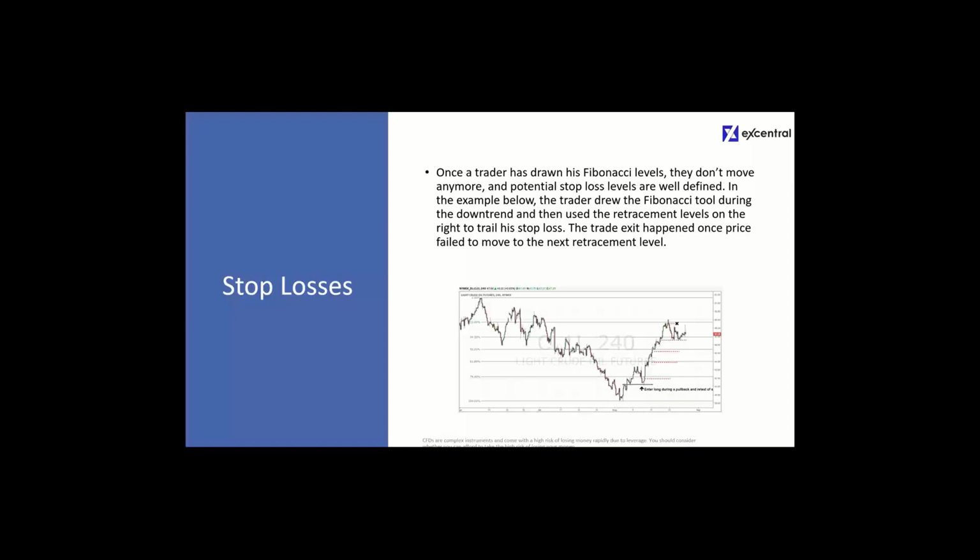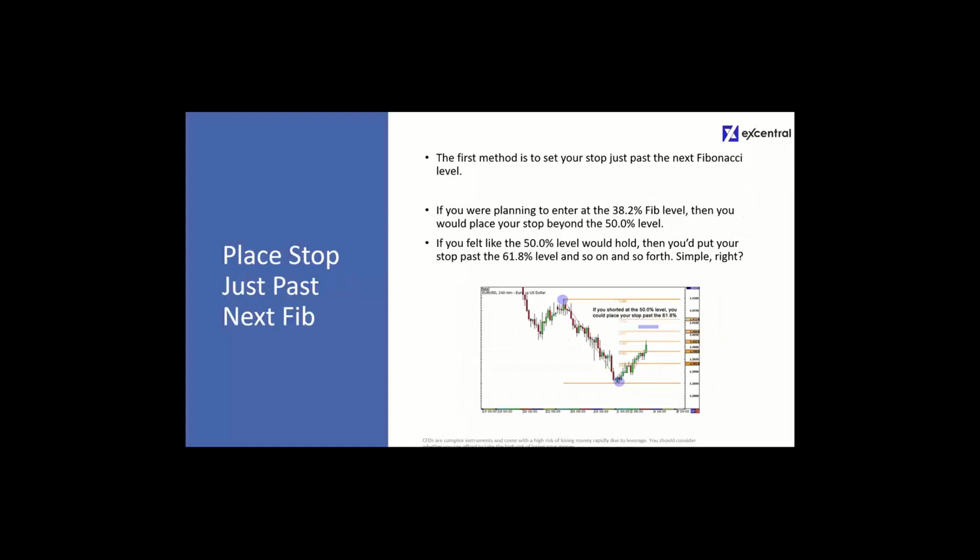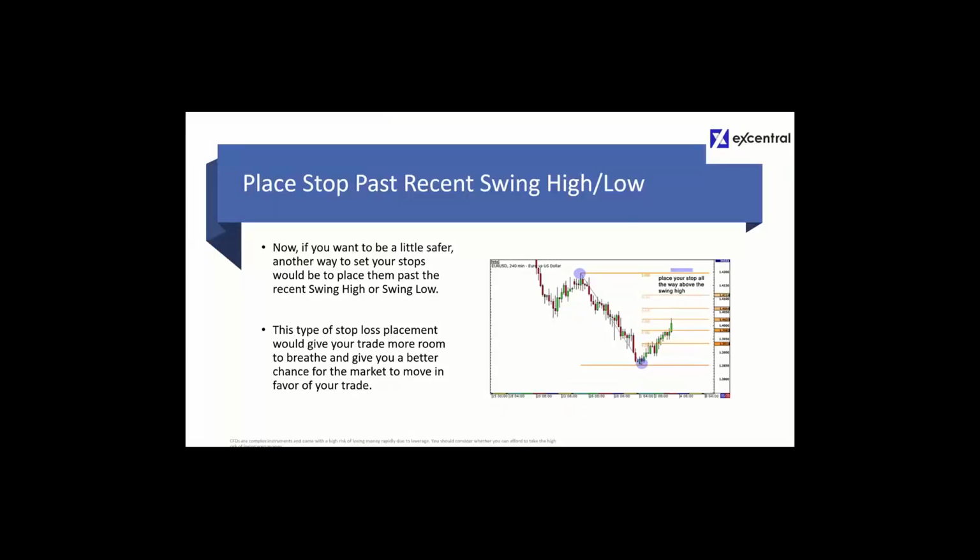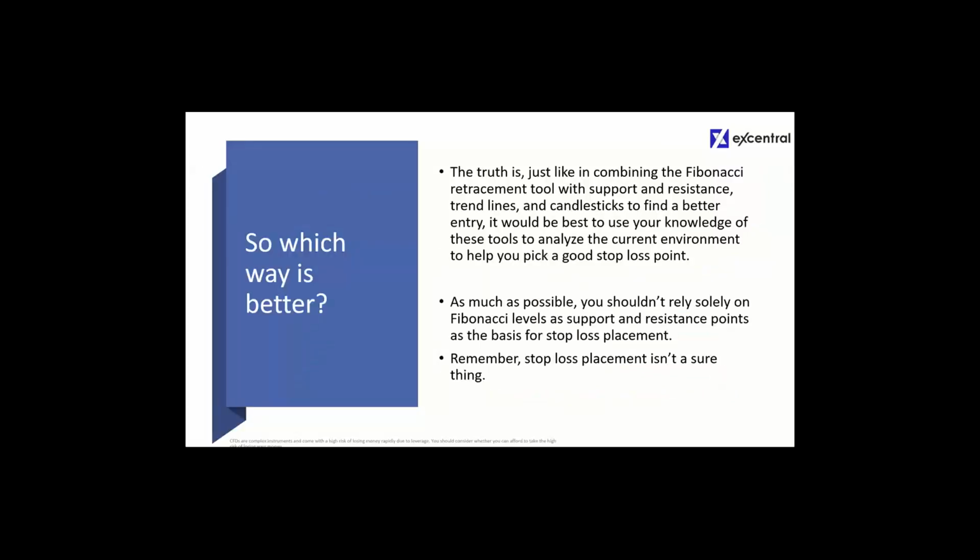So once a trader has drawn his Fibonacci levels, they do not move anymore, and the potential stop loss levels are well defined. So they're not dynamic. They're hard levels. So it's easy to find that stop loss and that take profit points. Just place your stop past the next Fibonacci level. Now, if you want to be a little safer, another way to set your stops would be to place them past the recent swing high or swing low of the next Fibonacci level.